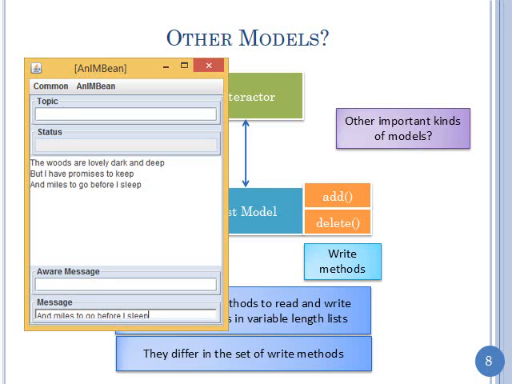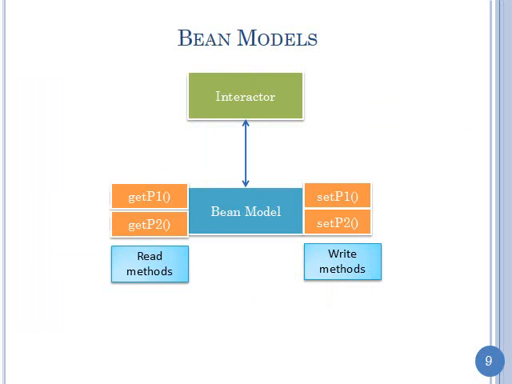Okay, a list has elements in it. This thing has a bunch of properties, and a list can have an arbitrary, variable number of elements. A bean will have a fixed number of properties. Okay, so a bean model has getters and setters. You probably all are familiar with getters and setters and mutators. And what's the opposite of mutator? Accessor. That's from C++.